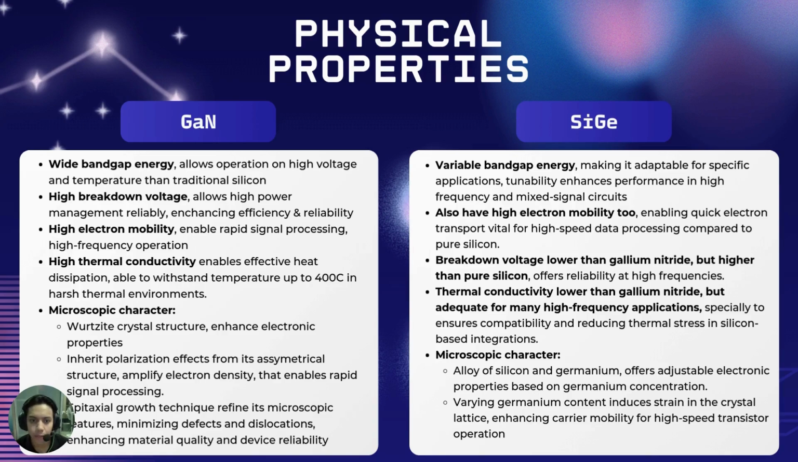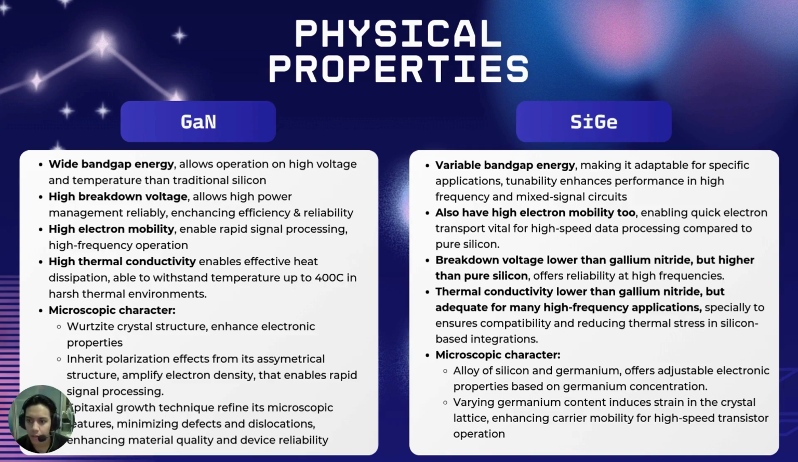So next is the silicon germanium. The silicon germanium, first, has a variable bandgap energy. Its bandgap energy varies from 0.66 to 1.12 electronvolt based on germanium content, making it adaptable for specific applications. This tunability enhances performance in high frequency and mixed signal integrated circuits, valuable in 5G technology.